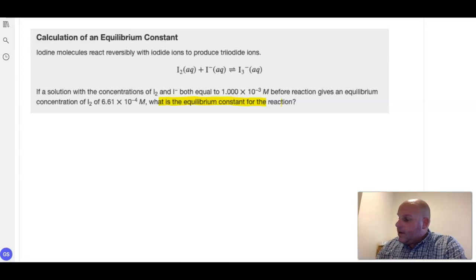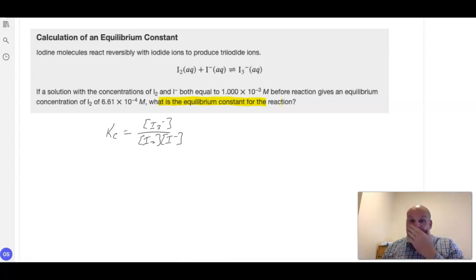Okay, so I know how to come up with the expression for the equilibrium constant. That's going to be the concentration of I3 minus over the concentration of I2 times the concentration of I minus. So there's our expression. So now if I have the equilibrium concentration of those values, I just plug them in and I can solve for my equilibrium constant. So we know what the problem is asking for.